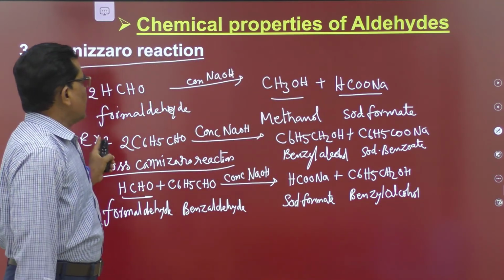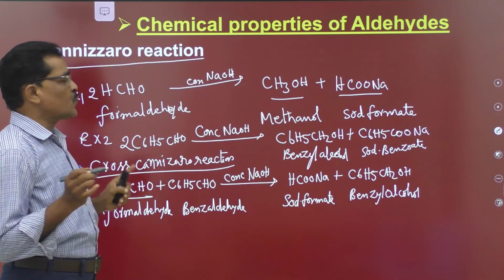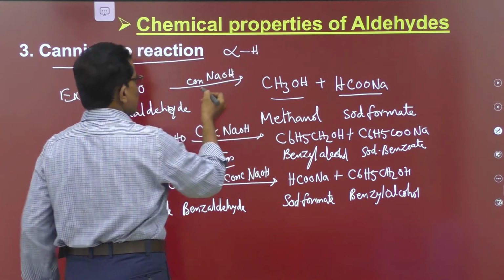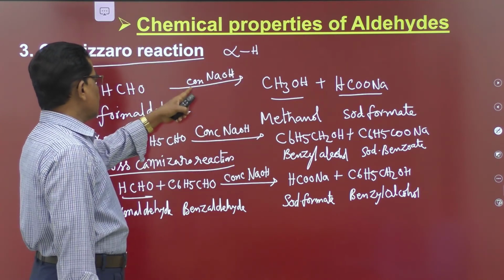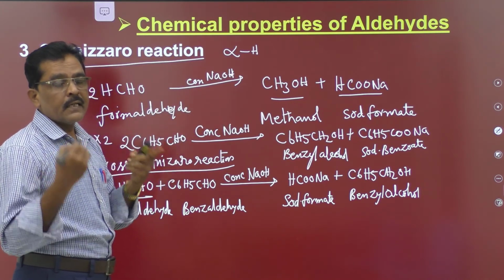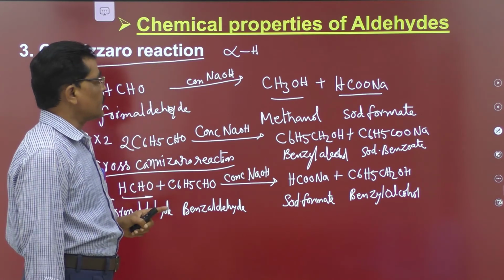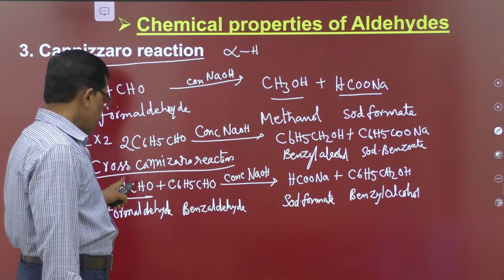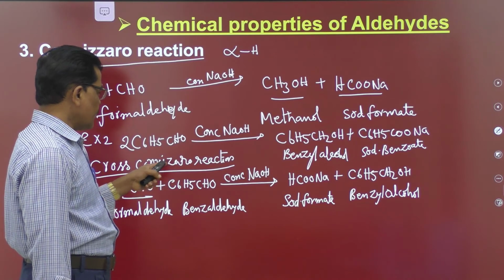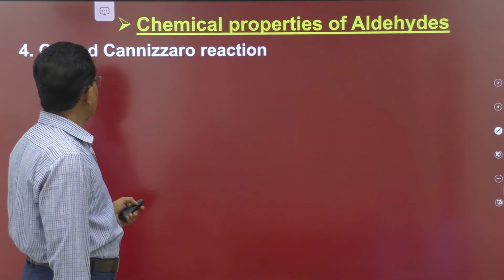So, the Cannizzaro reaction is one of the important reactions. Those aldehydes which do not have an alpha hydrogen atom are subjected to concentrated NaOH. Then they undergo self-oxidation and self-reduction to form an alcohol and salt of acid; that is the Cannizzaro reaction. If the Cannizzaro reaction takes place between two different aldehydes, then we say it is a crossed Cannizzaro reaction. Right, understand?